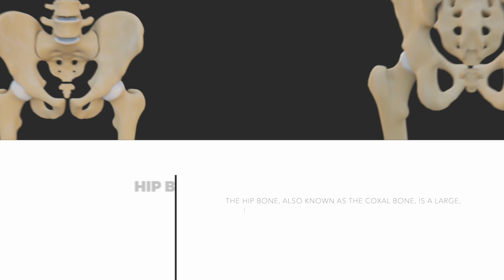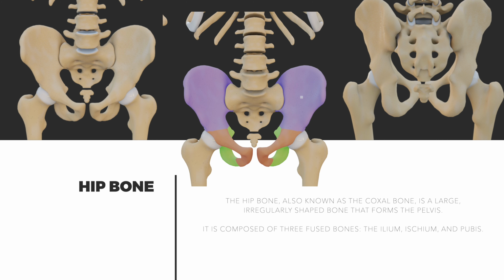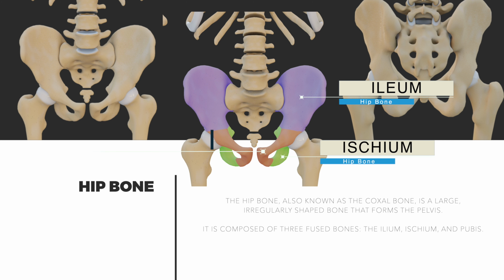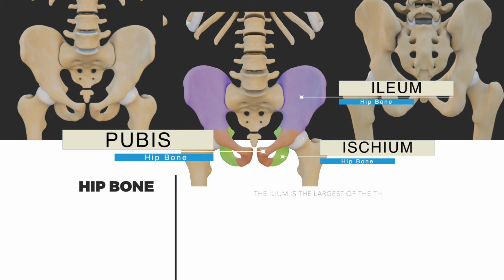The hip bone, also known as the coxal bone, is a large, irregularly shaped bone that forms the pelvis. It is composed of three fused bones, the ilium, ischium, and pubis. The ilium is the largest of the three bones and forms the superior aspect of the hip bone.